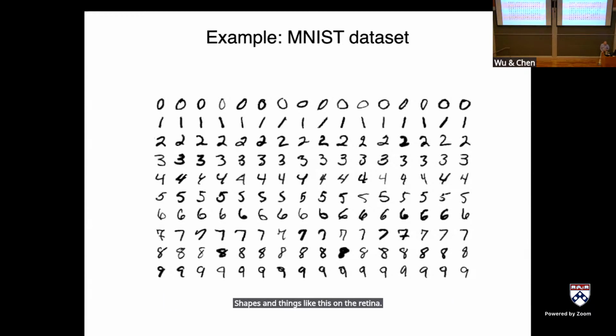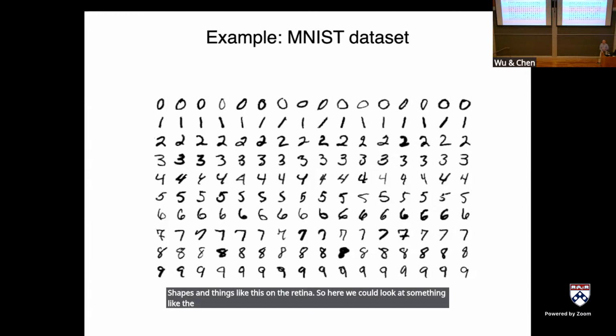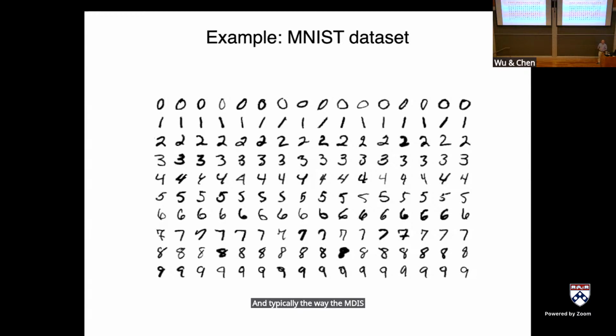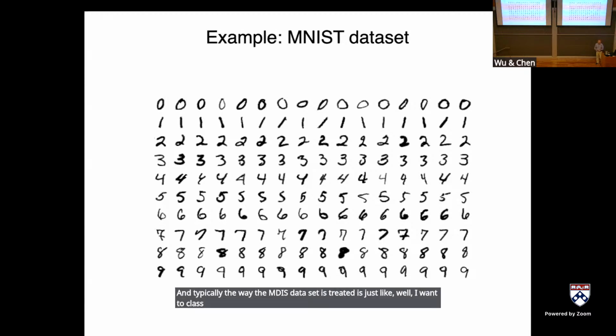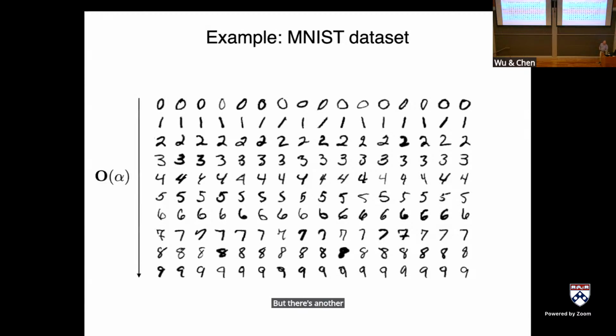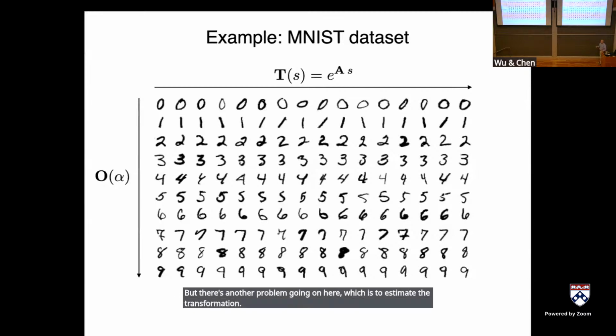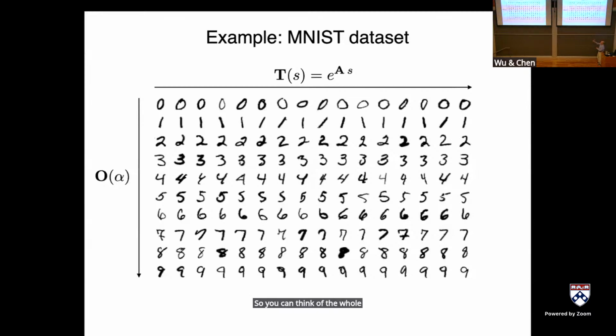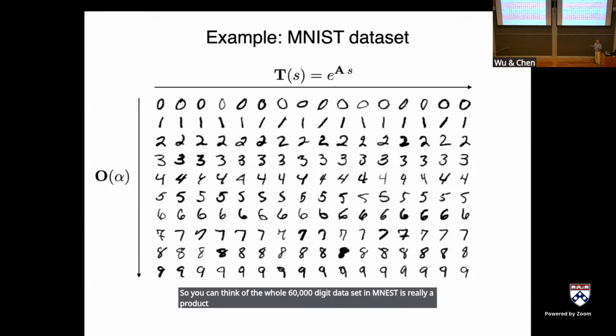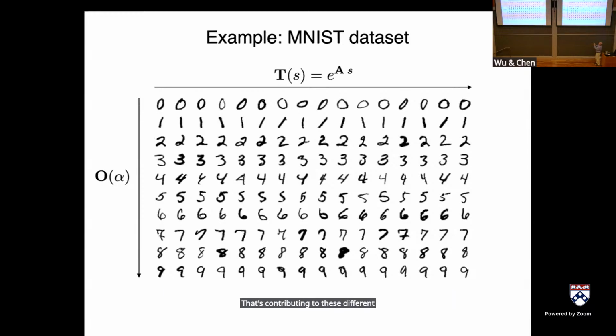Here we could look at something like the MNIST data set. Typically the MNIST data set is treated as: I want to classify the digit. But there's another problem going on here, which is to estimate the transformation. You can think of the whole 60,000 digit data set in MNIST as really a product space, a product of two underlying things. One is the shape, or the category of which digit is there. There's a canonical shape contributing to these different data points, and then a transformation being applied to them.